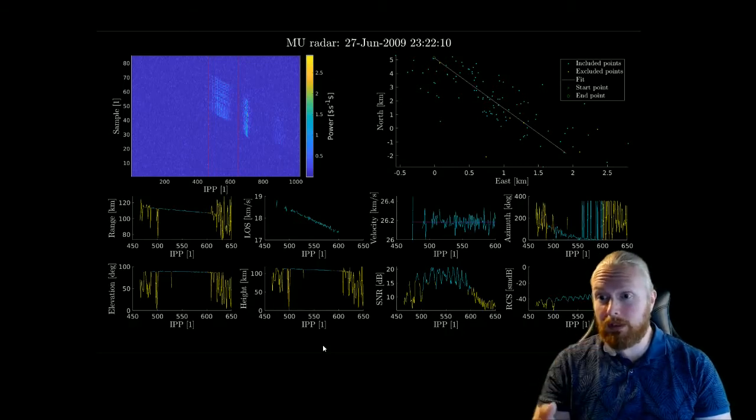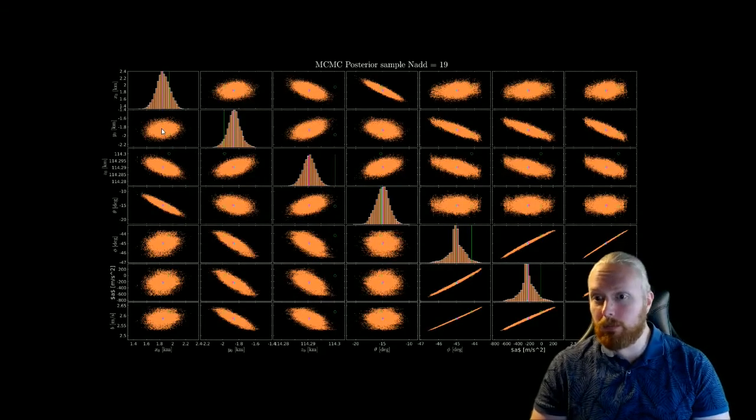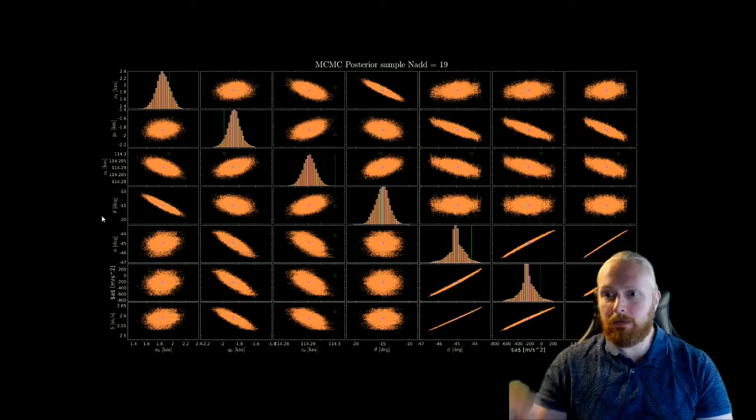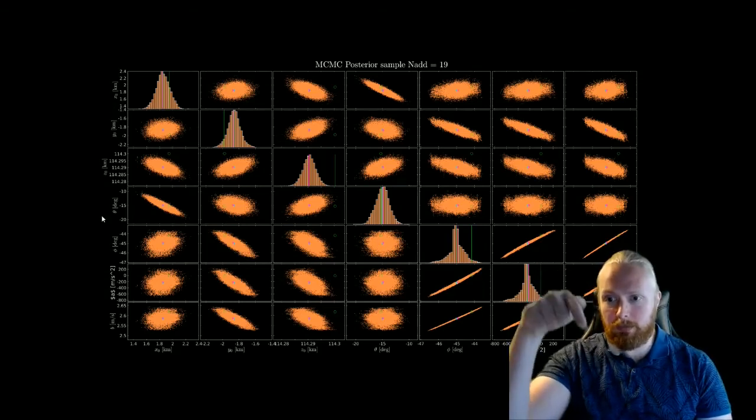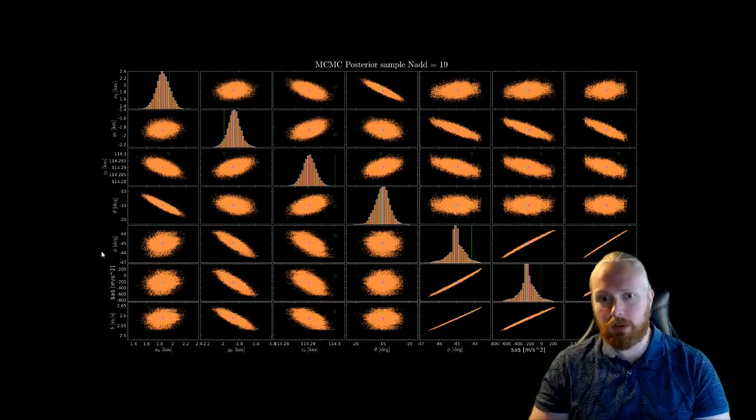Using these parameters, passing them through the interpolation function, we get the uncertainties for all of these points. Then we run the Markov chain Monte Carlo. And here is the probability distribution of possible models that fit. Here we have the starting position in x, y, z, the direction in which the meteor was moving in azimuth and elevation. Here we have the two parameters for the linear velocity that was used.